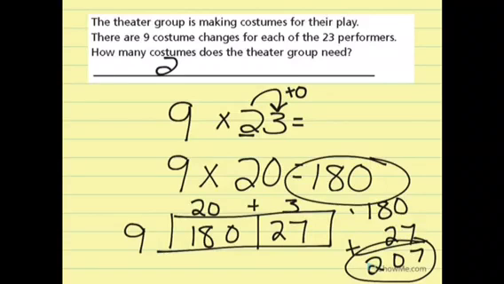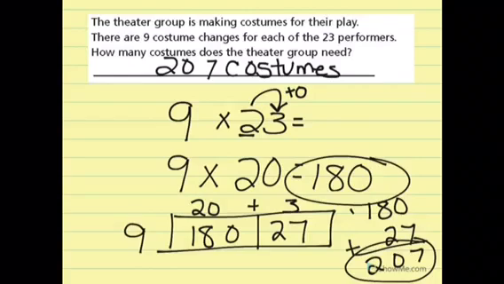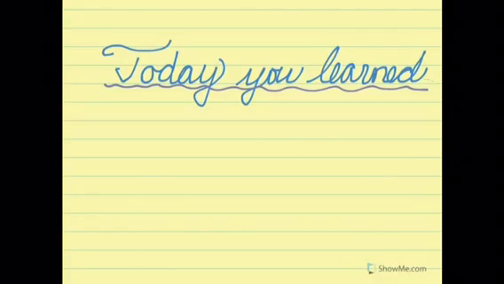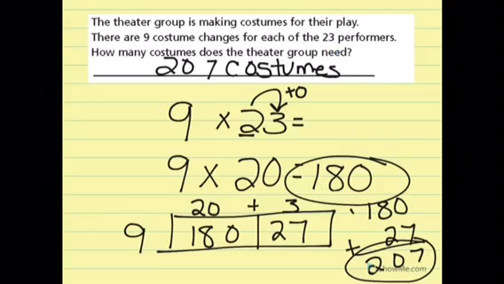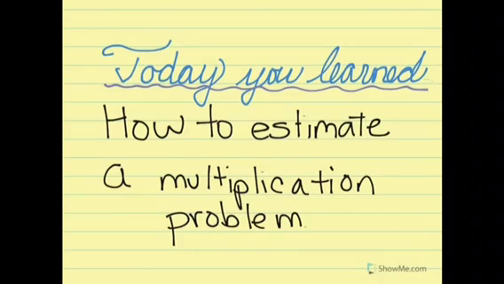So my answer would be 207 costumes. Today you learned how to estimate a multiplication problem.